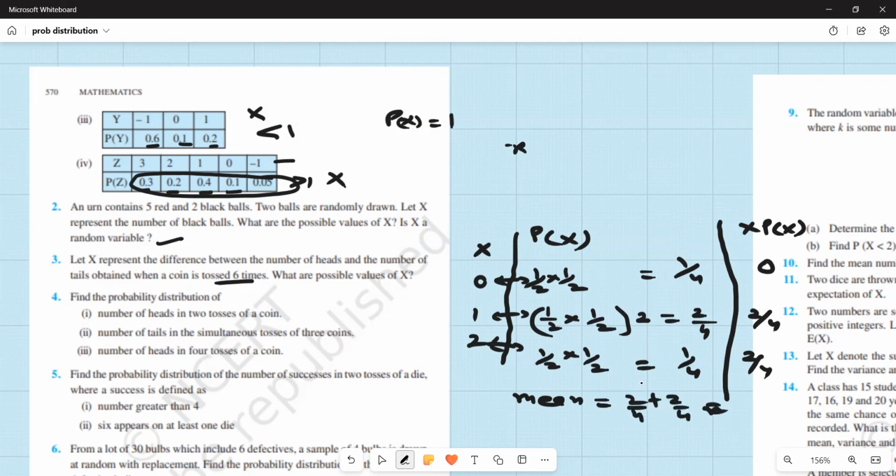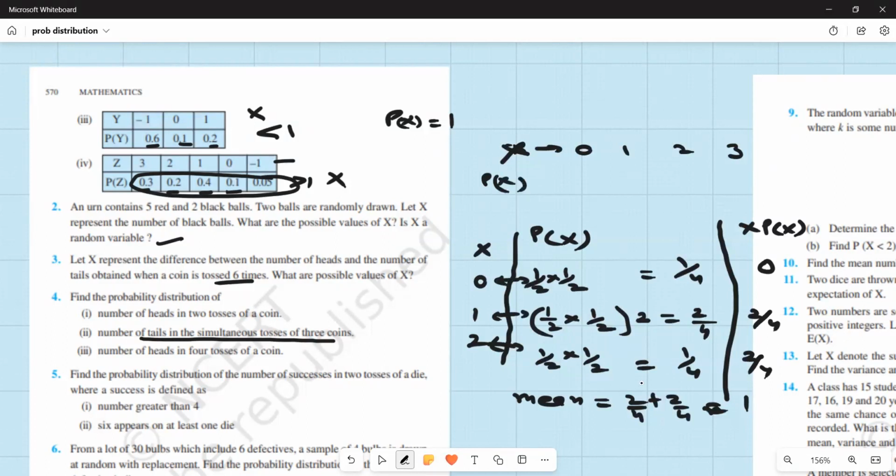So that will be 1 only, right? Clear? Number of tails in the simultaneous tosses of 3 coins. So 3 coins, what will be the values of x? Sorry, x is 0, 1, 2, and 3. Then what will be px?